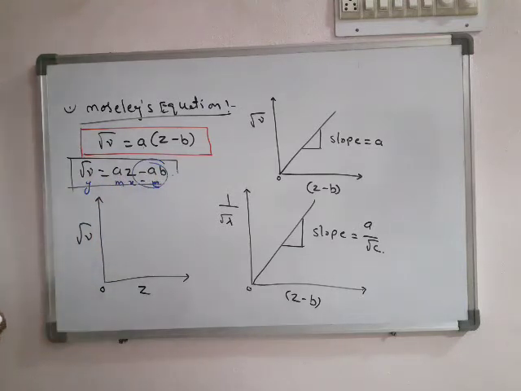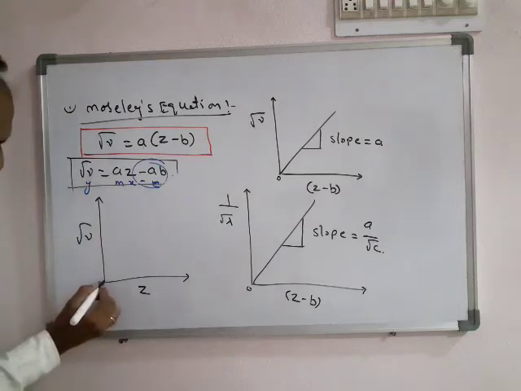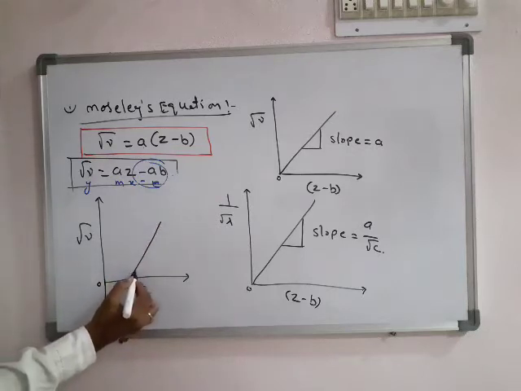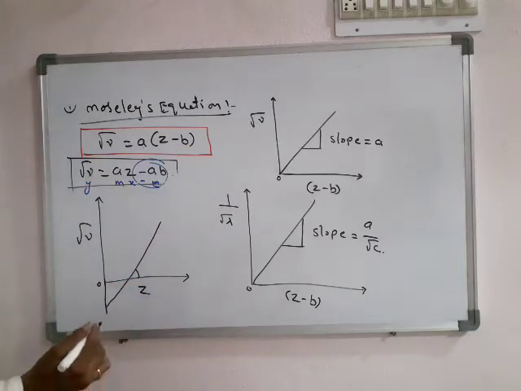So this indicates the line should be like this. For this equation, the line should be like this. Okay. Here theta must be generally 45 degrees.